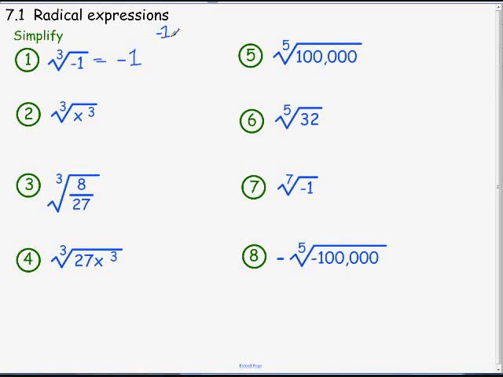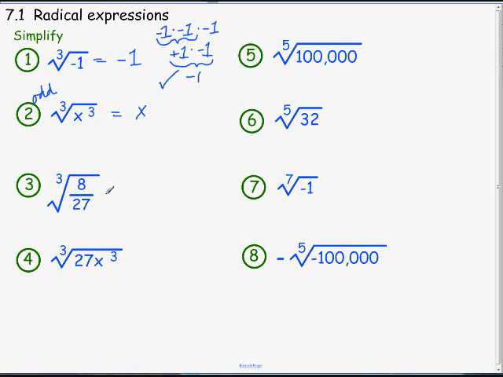Negative 1 times negative 1 times negative 1. These two, what happens? I get a positive 1, right? And then I multiply it by a negative 1, and I end up with negative 1. Okay, we're good. The cube root of x cubed is x. Do I need to put in absolute value? No, because this is an odd root.